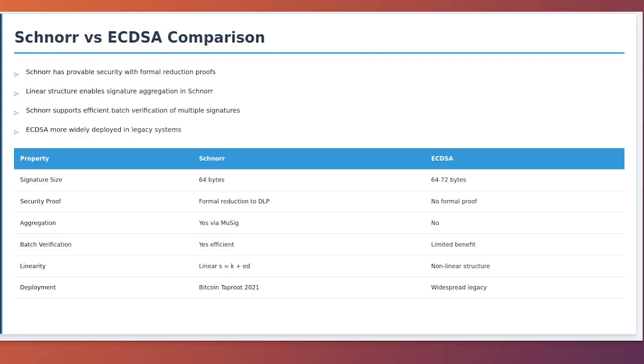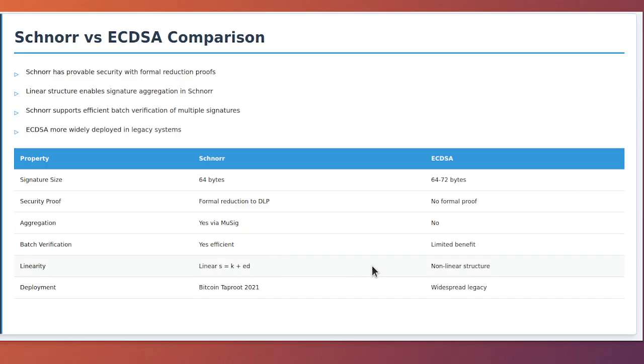ECDSA signatures, in contrast, use a nonlinear equation where R is derived from the x-coordinate of K times G, and S equals K inverse times hash of message plus R times private key, modulo N. This nonlinear structure makes aggregation impossible and complicates security proofs.